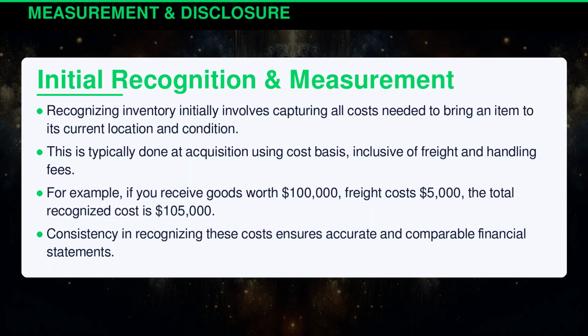Recognizing inventory initially involves capturing all costs needed to bring an item to its current location and condition. This is typically done at acquisition using cost basis, inclusive of freight and handling fees. For example, if you receive goods worth $100,000, freight costs $5,000, the total recognized cost is $105,000. Consistency in recognizing these costs ensures accurate and comparable financial statements.